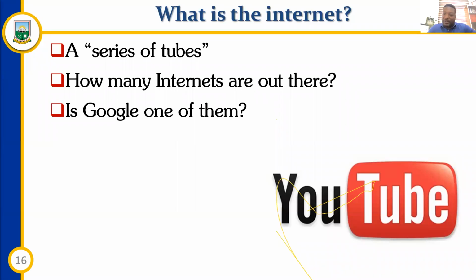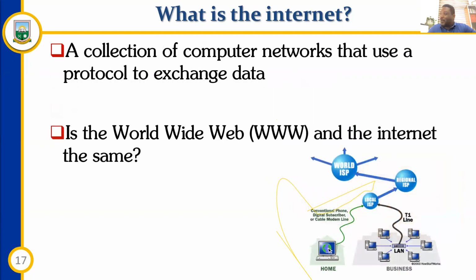Okay, we can also say it's probably a website or web application or something. Now, a collection of computer networks that use protocols to exchange data is what we term as the internet. In fact, this is very important: the internet uses so many protocols or channels to be able to communicate with computers from different places.